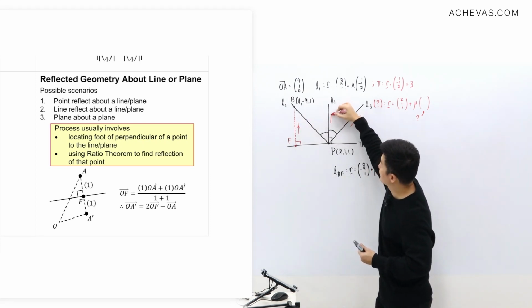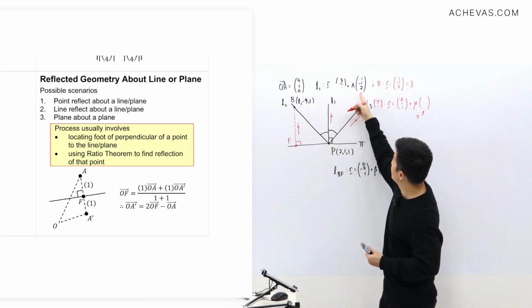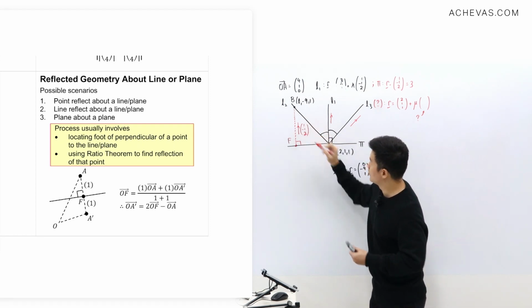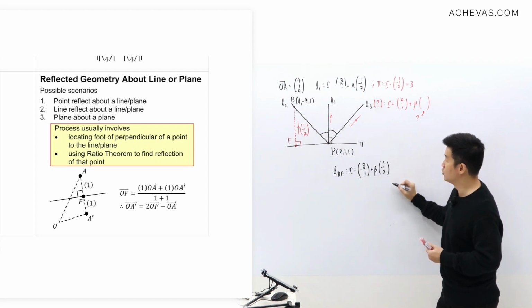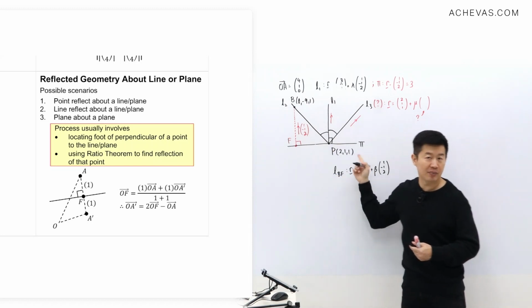I can use the same direction that is parallel to L1, which is perpendicular to the plane. So this is parallel to this. So here I'm also going to go for (1, -1, 2). And what is this point F? It is the intersection between this line and the plane pi.